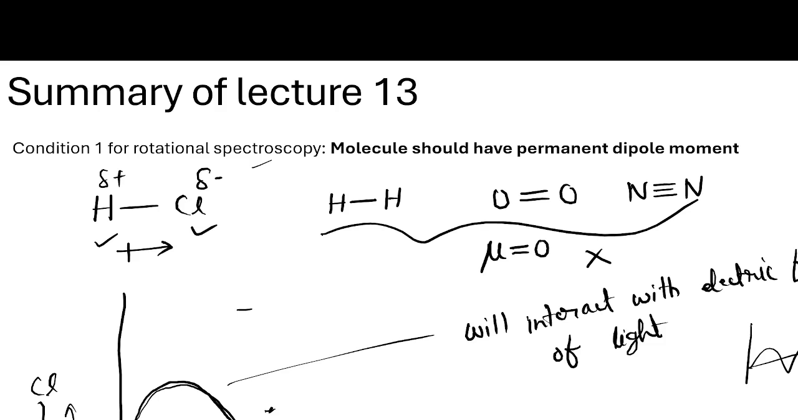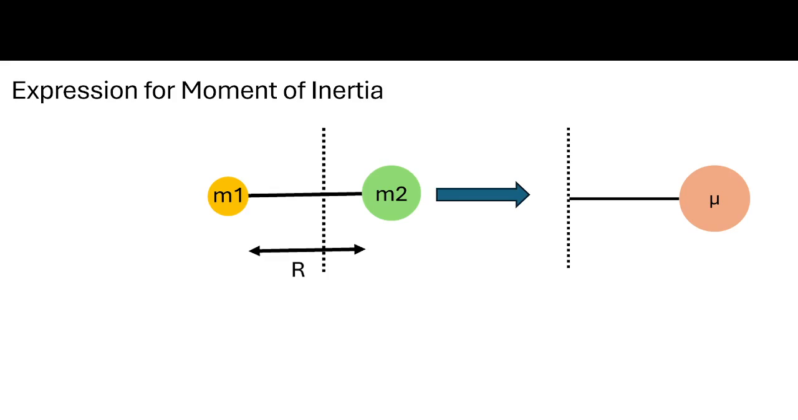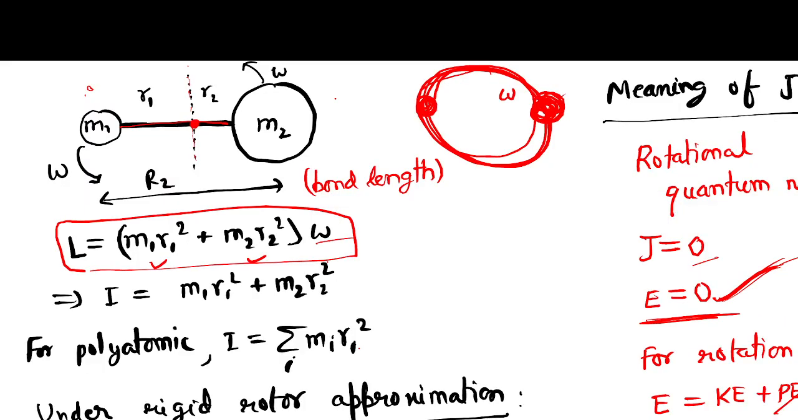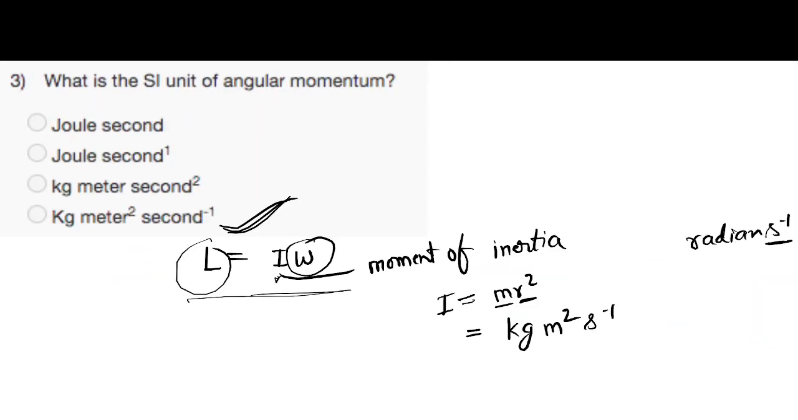So one condition: the molecule should have a permanent dipole moment, and we understood why here. Now in the previous slide, if you see this energy, it is related to the moment of inertia, correct? The next question comes: what is this moment of inertia? How can we calculate this moment of inertia? Okay, so we will see here.